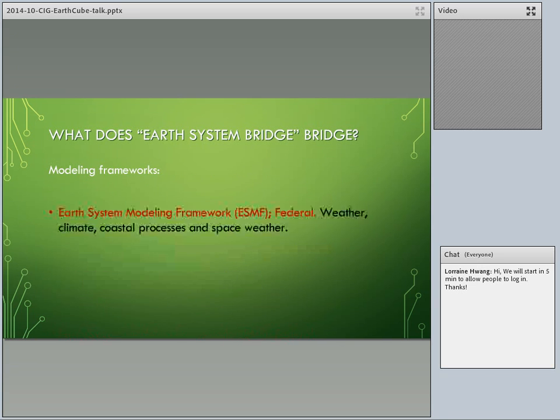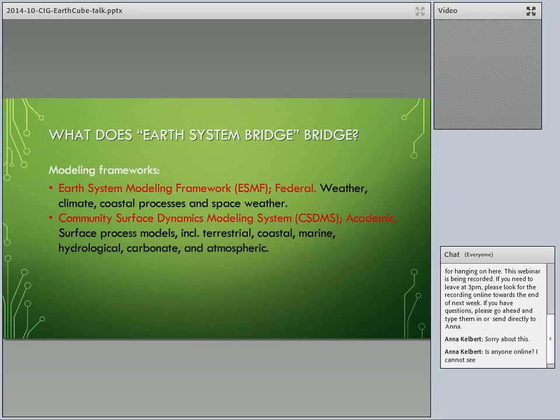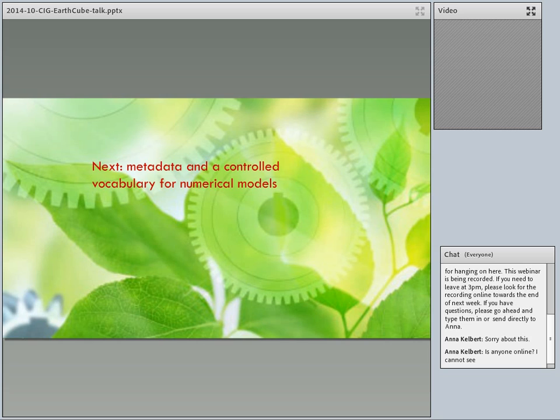So what do we bridge? We bridge primarily 3 modeling communities. ESMF is the weather, climate, coastal, space weather. And of course, we all know climate is very well developed, so we could learn from that. CSDMS is the surface process model, and I'll talk about that in a second. And CIG. My role in this is to help create the numerical model metadata. So the metadata and the controlled vocabulary for numerical models is my task in this project.